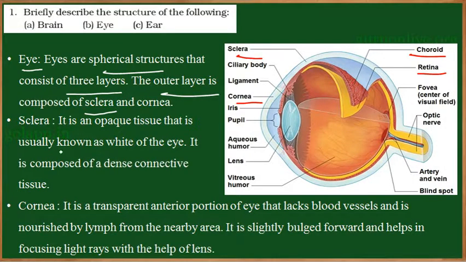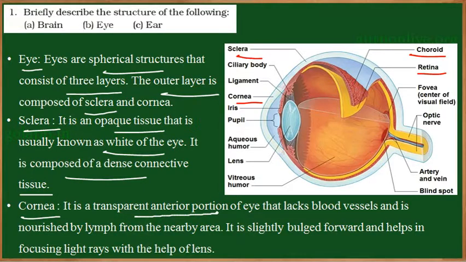So the white portion of the eye is nothing but the sclera. It is opaque. In this region, the light cannot pass inside, and it is composed of dense connective tissue. So in the sclera, the second region is cornea. It is a transparent anterior portion of the eye that lacks blood vessels and is nourished by the lymph from the nearby area.